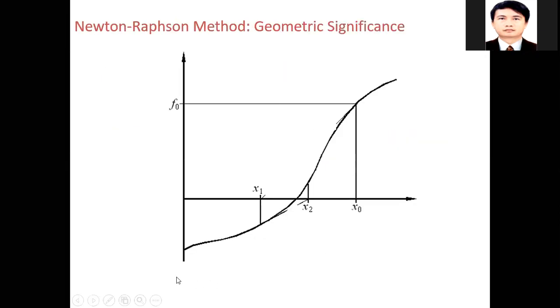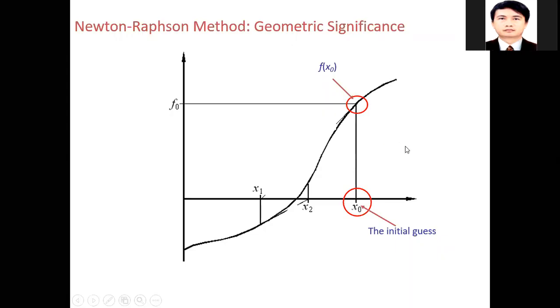So graphically, let's say this curve represents the behavior of a given function. Initially we have the initial guess for the root of the function, so we can label that as x sub naught. From the value of x sub naught, we can determine the value of f of x sub naught. So this point.